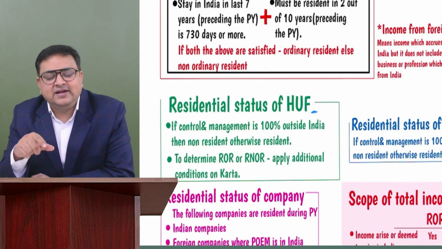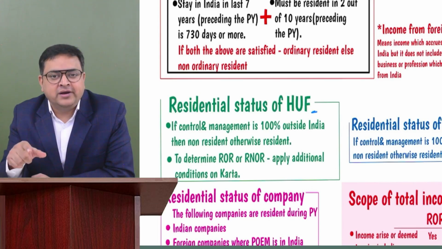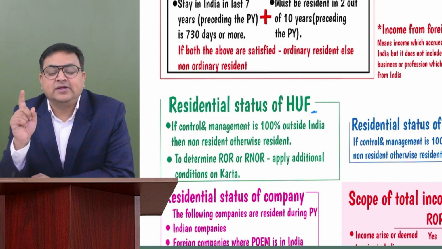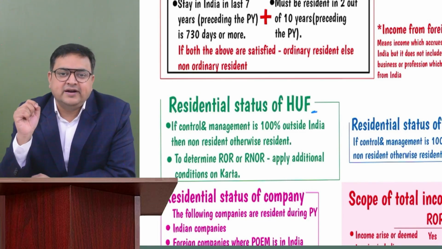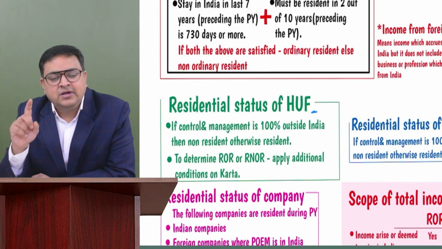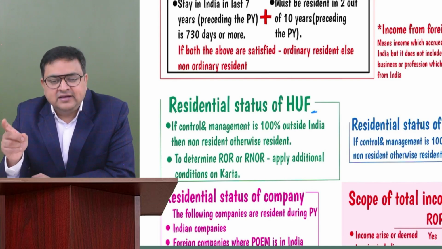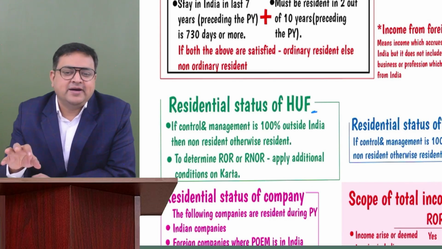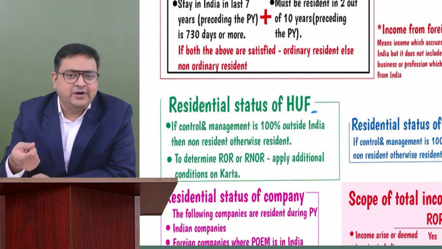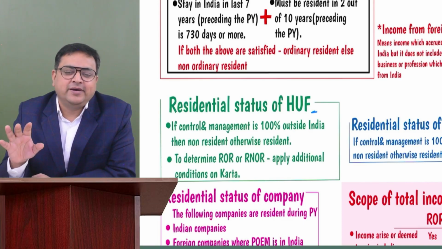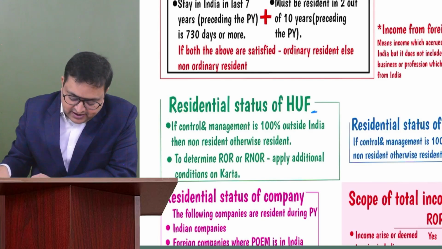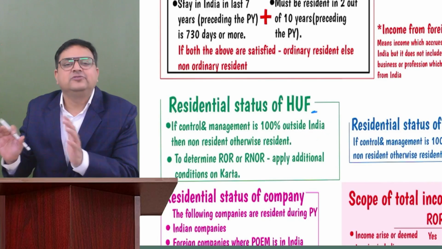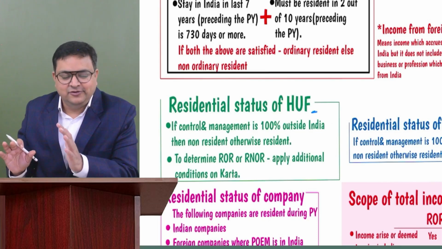Then once it is resident, how will we determine ordinary or not ordinary? We'll apply the additional conditions on Karta. What are those additional conditions? Those old additional conditions: 730 days or more, and 2 out of 10 years, whether that Karta is resident or non-resident. So if both the additional conditions are satisfied by Karta, this HUF will become ordinary resident. Otherwise, HUF will become not ordinary. Got it? So again, I am repeating, if 100% control is outside India, simply non-resident. Full stop. Answer done. Non-resident.